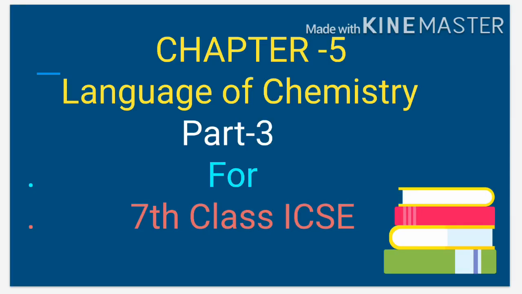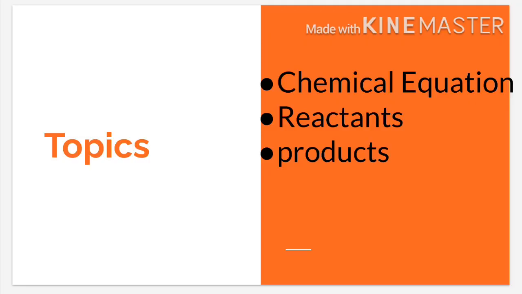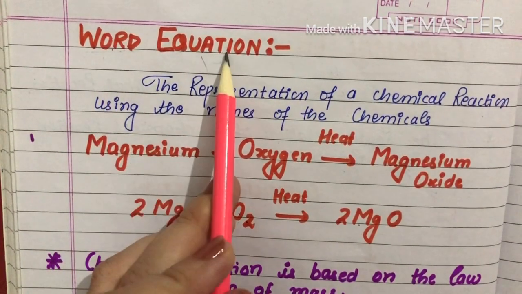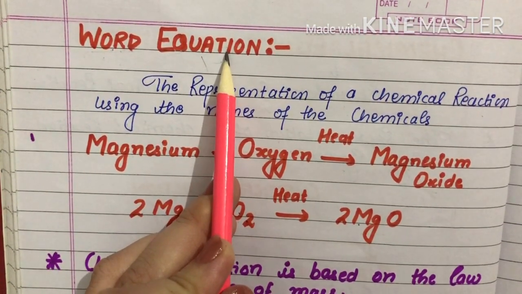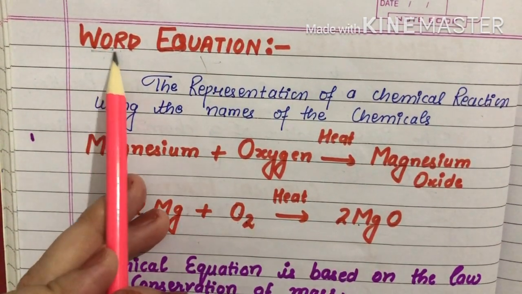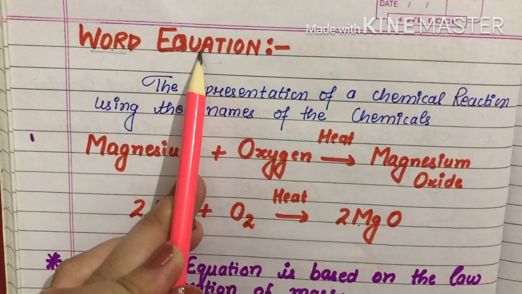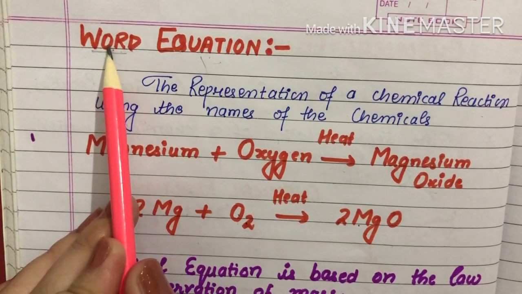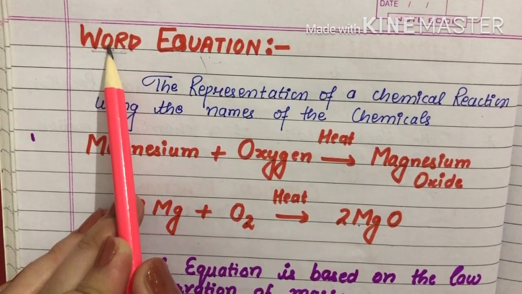So in the previous video we discussed chemical equations, and we learned about the reactants and products and also the arrow that is present between the reactants and products. Today we are going to study the word equation. So what is a word equation? As the name indicates, it is the equation that is formed by using words. That type of equation is called a word equation.